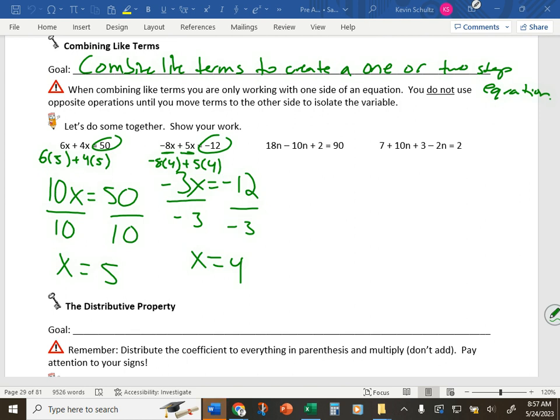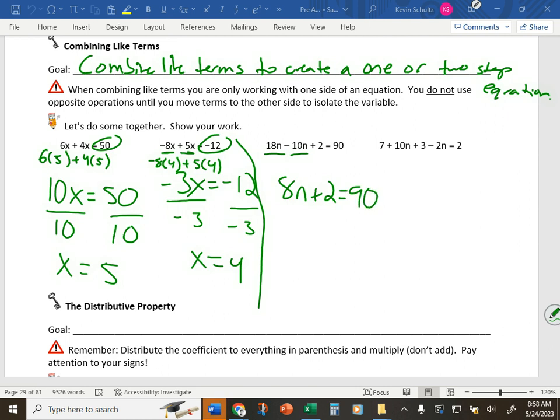This next one is going to give us a two-step equation because we can't combine everything, right? We've got some like terms and then some not like terms. What does 18n minus 10n plus 2 simplify to be? Landon: 8n plus 2 equals 90. Excellent. 18n minus 10n, 8n plus 2 equals 90.